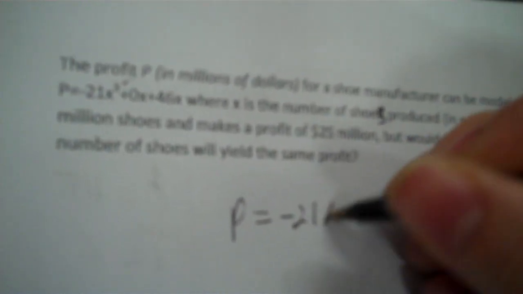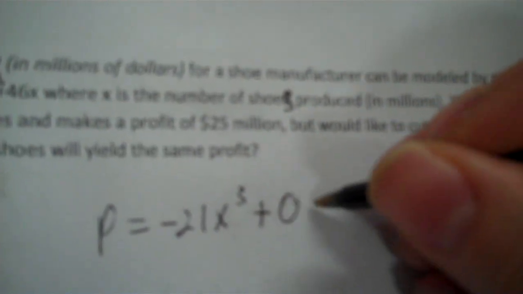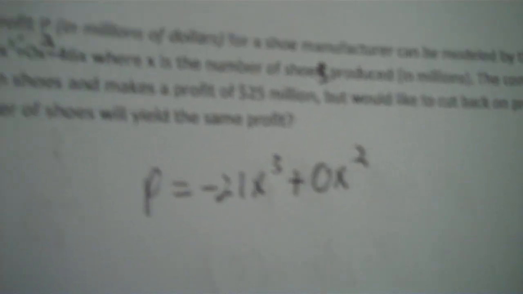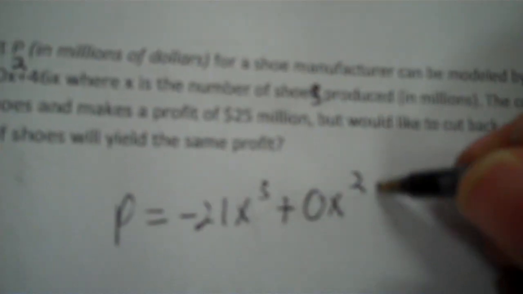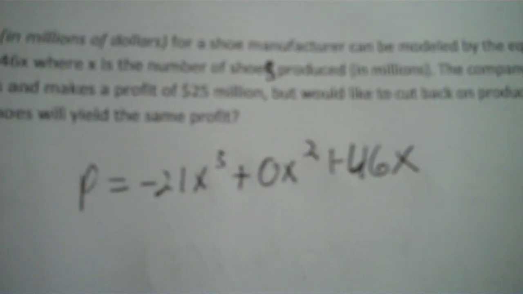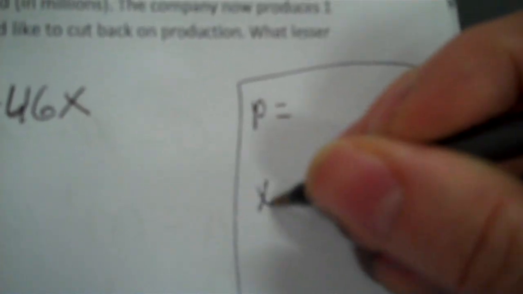So you write your equation. By the way, that 0 is 0x to the second. I didn't put that there. Now you're like, what's with the 0? I put that there so you wouldn't forget it. Plus 46x. I forgot to put the second power, though. That's my fault.